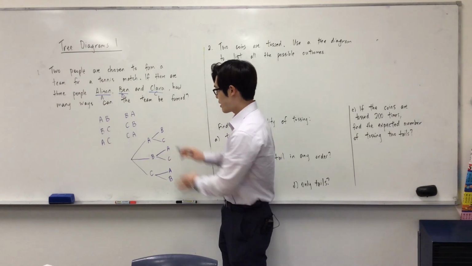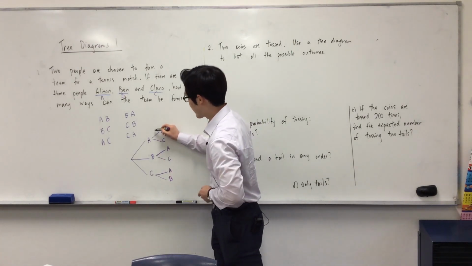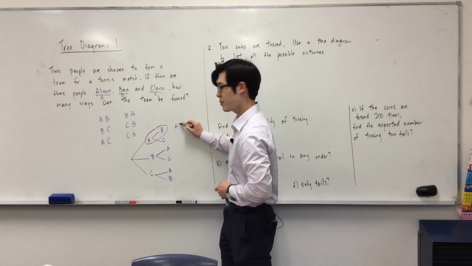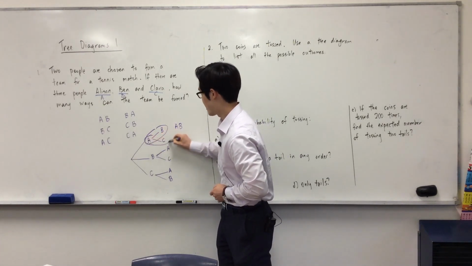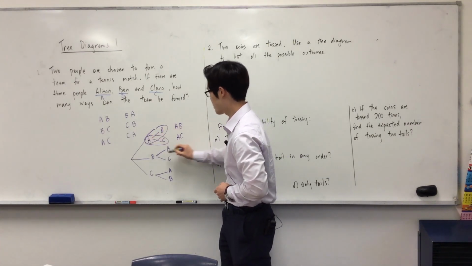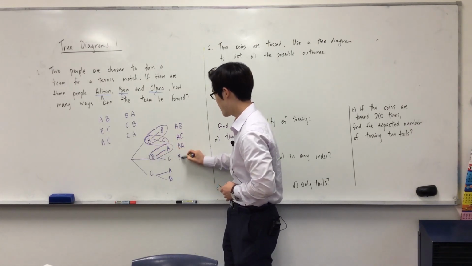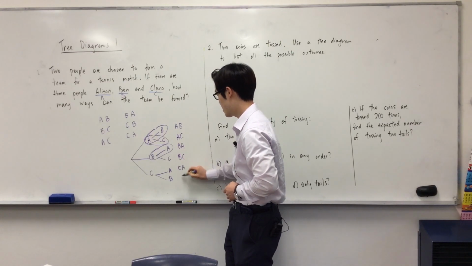If I write the outcomes now, this is how you write the possible outcomes. A and B, A and C. Now for the next branch: B and A, and B and C. And then C and A, and then C and B.